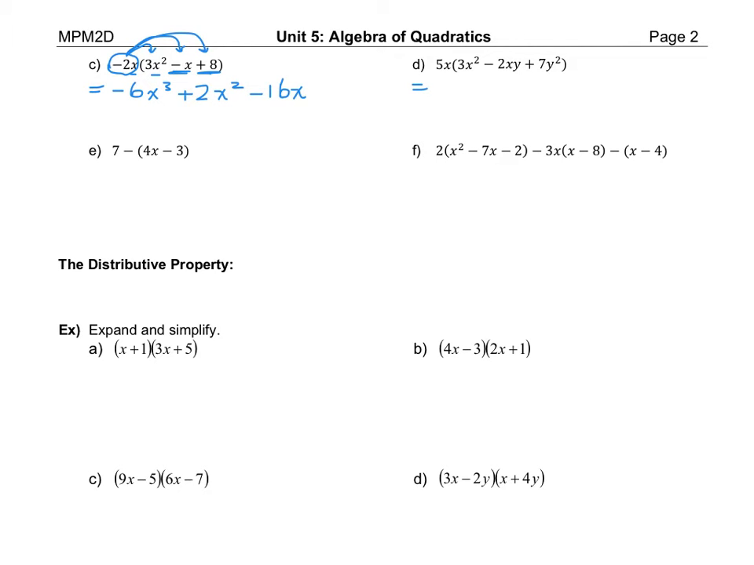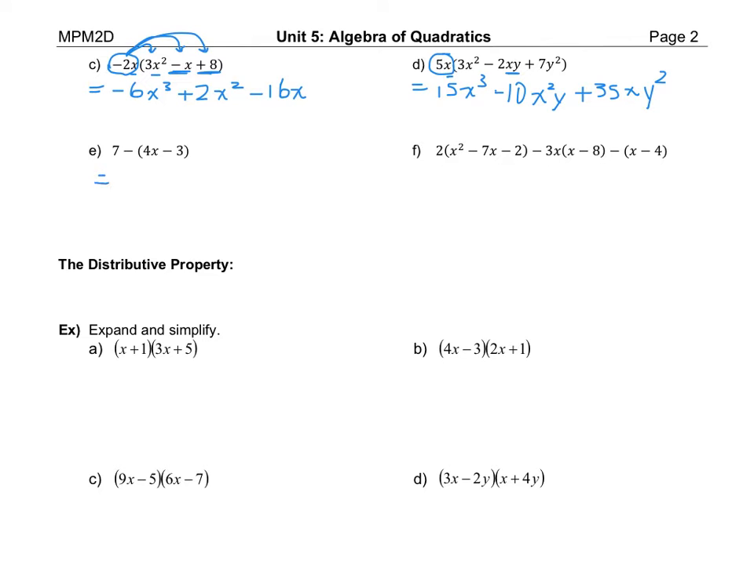The next one, we have, again, a monomial times a trinomial. We're going to have a 15x cubed, a minus 10x squared with a y, because of the xy multiplying the x, and then plus 35, 5 times 7 is 35, x, and then a y squared. And looking at that, there are no like terms, so we're done.